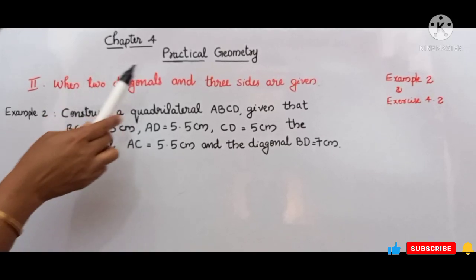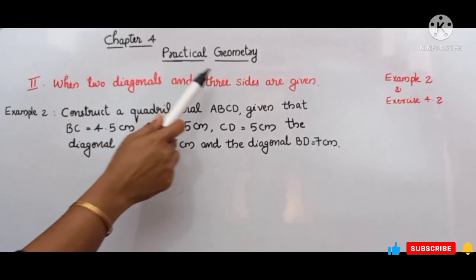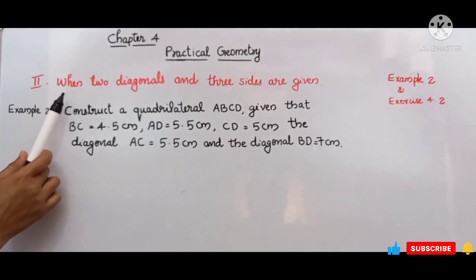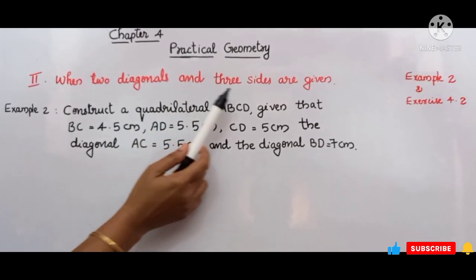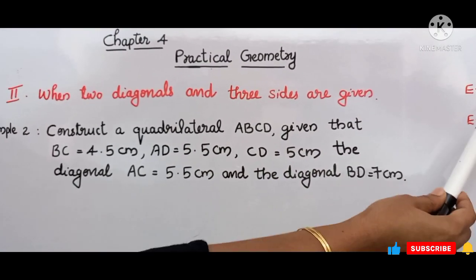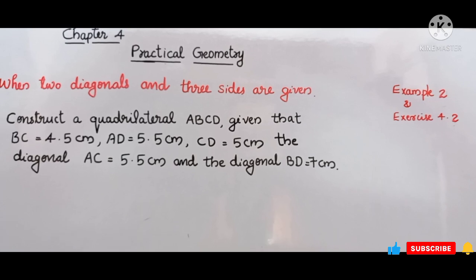Welcome children, welcome to the second part of practical geometry. Here we are constructing quadrilaterals when two diagonals and three sides are given. Here I am doing the problem example 2 and exercise 4.2 for you.